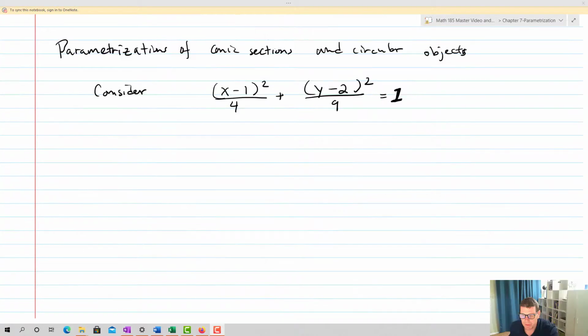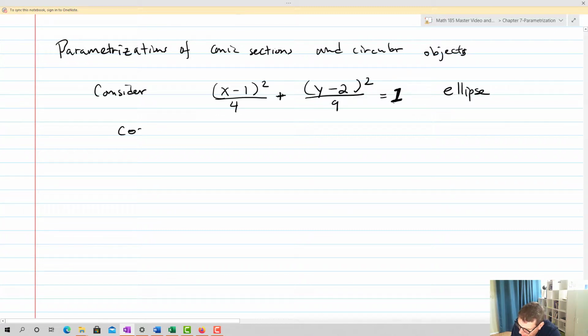The last portion of this video that I want to talk about is parametrizing conic sections and circular objects. Objects that are probably going to be best parametrized using cosine and sine. So let's take a look and consider this ellipse. We've got an ellipse, and we can see we've got the plus sign in between the two squared terms of x and y, and it's set equal to 1.